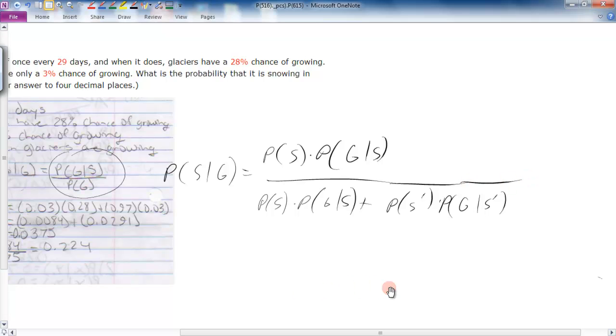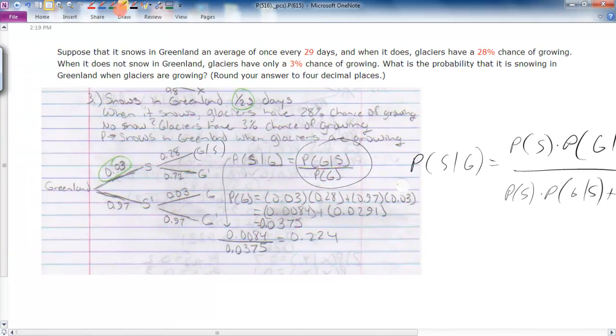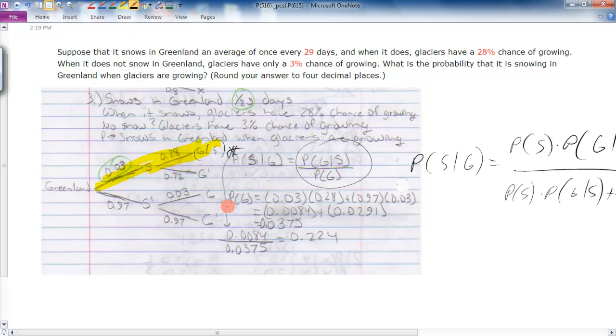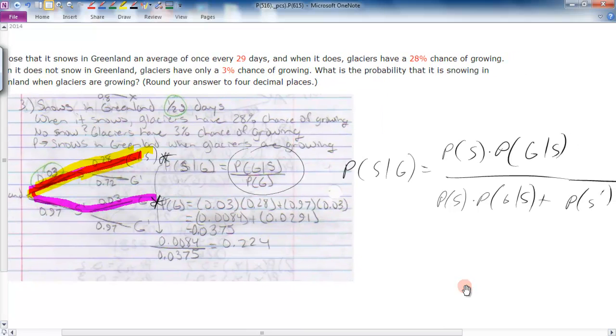So looking at it spatially, it's your desired branch for the growing divided by all possible outcomes that lead you to glaciers are growing. So you have that branch, and then you have to divide it by that same branch and the other branch. That's what will give you this formula. This may be some shorthand that I'm not familiar with, but nonetheless. So that's step number one.